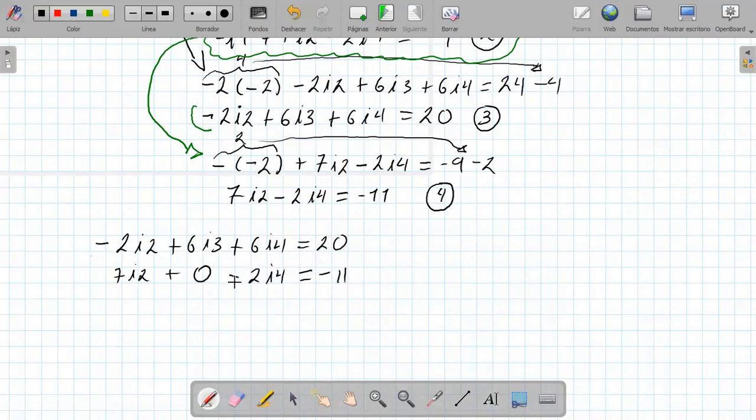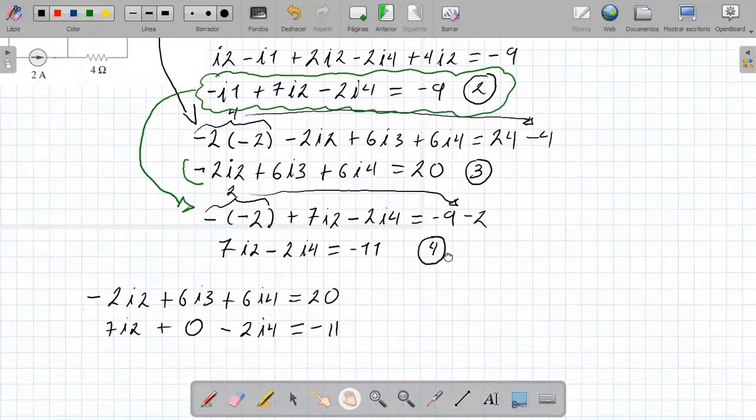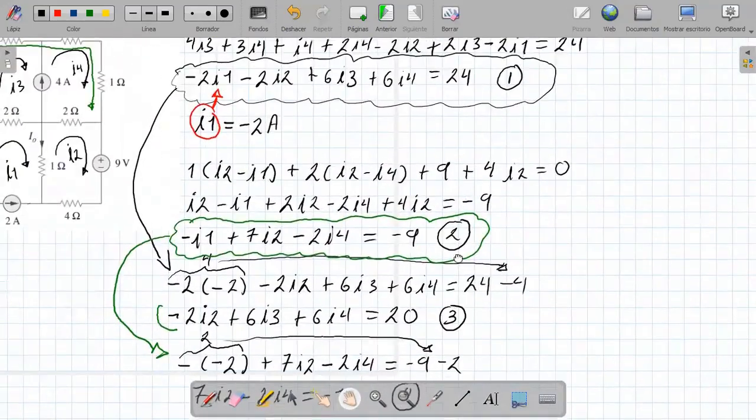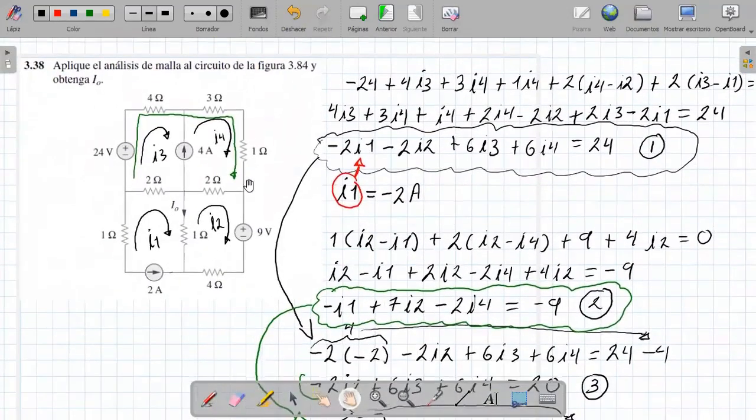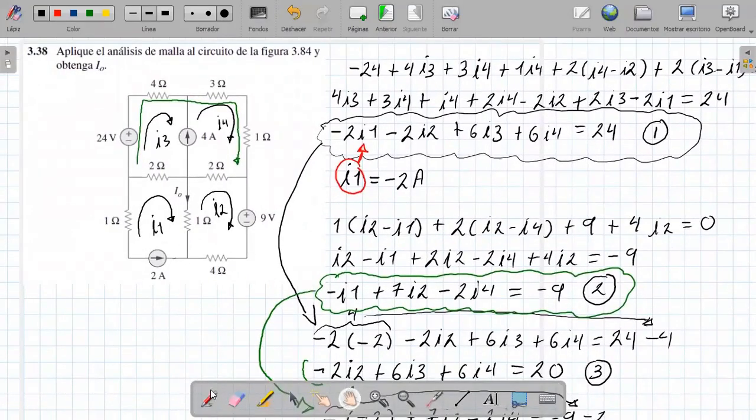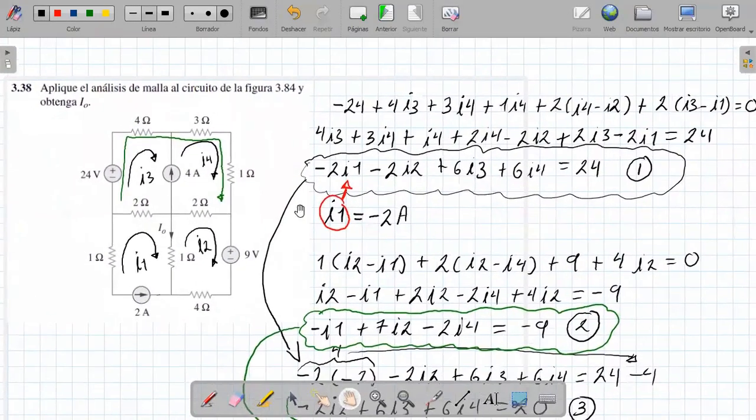I have 2 equations, 3 unknowns. There is a third equation missing that we can extract. Always from a supermesh we can extract it from where the supermesh is. Let's precisely observe that we made a supermesh here. But from here we are going to get the equation that we are missing. How can we do it? Applying a Kirchhoff law. At this point let's remember that Kirchhoff's current law tells me that the currents entering a node are equal to those leaving.